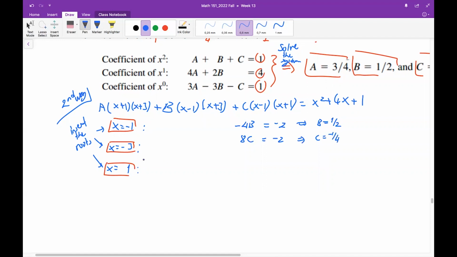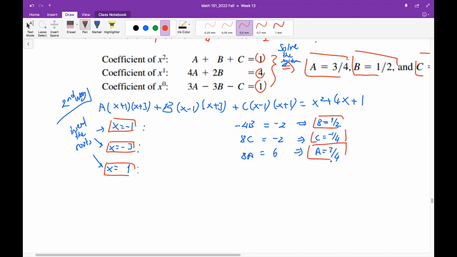And finally, insert x equals 1 to solve for a. So you will obtain 8a if you insert x equals 1 on the left-hand side. The right-hand side will be 6 if you insert 1. So a is solved as 3/4. Okay, these are your coefficients now.